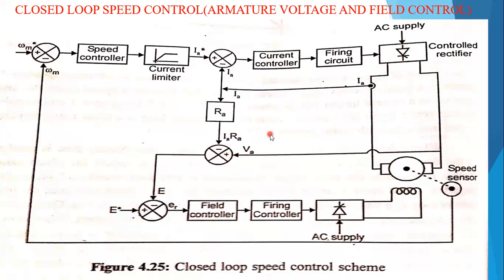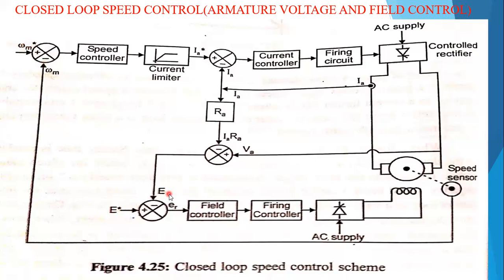So first, let us examine the operation of this closed loop below base speed. In the field control loop, the back EMF E is compared with the reference E star. This is called the reference EMF, and this is called the back EMF. The back EMF E is compared with the reference voltage E star, and omega m star is the reference speed.